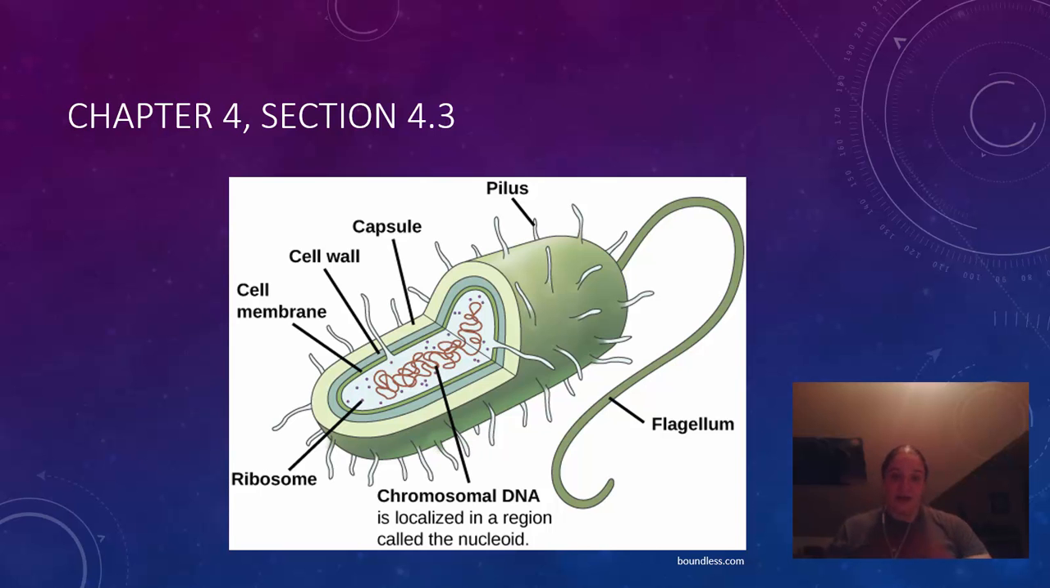On the inside of the capsule, you may find a cell wall and cell membrane and chromosomal DNA, which they locate in a region called a nucleoid, where the DNA is just floating inside the cell. Also inside the cell are very small organelles called ribosomes that make proteins, specifically amino acids, for the cell under the direction of the DNA.